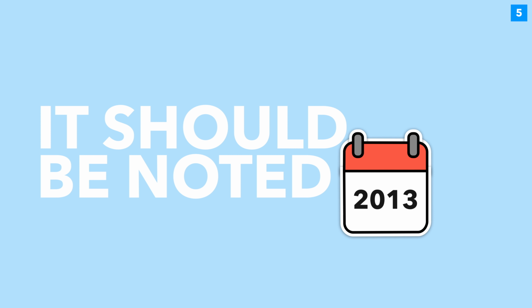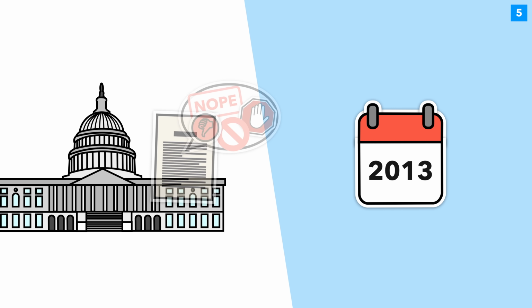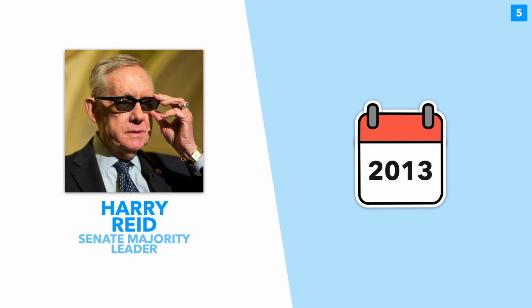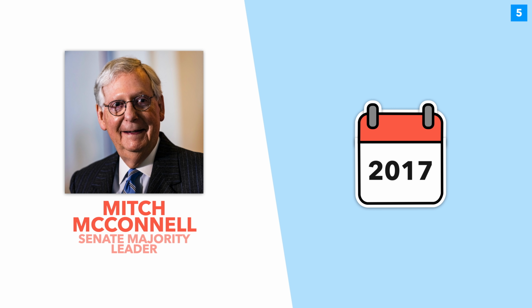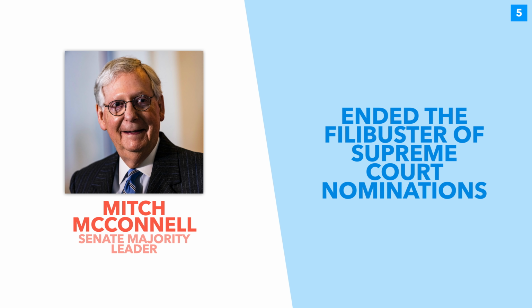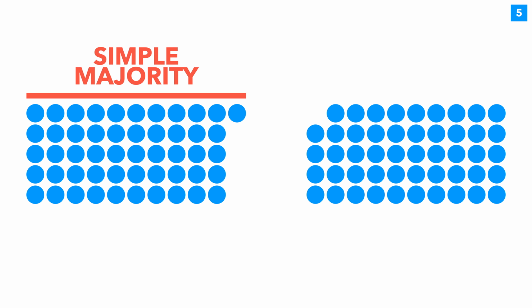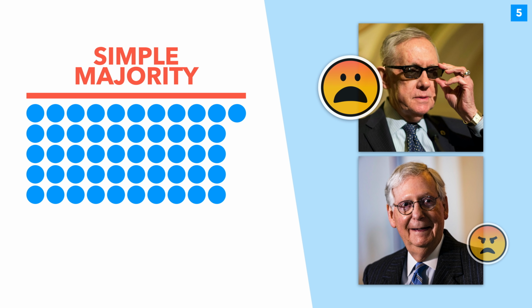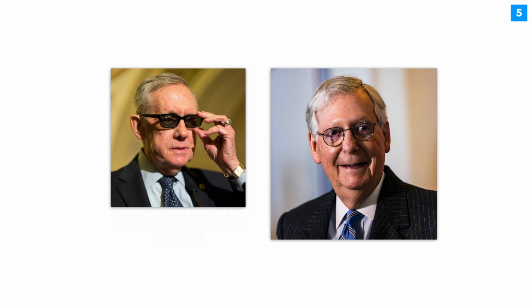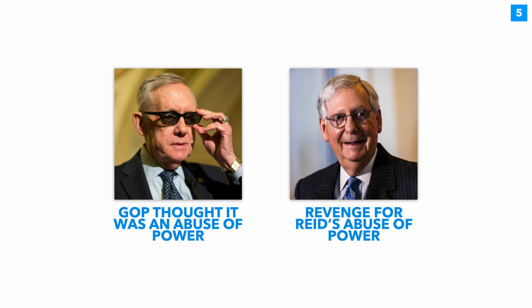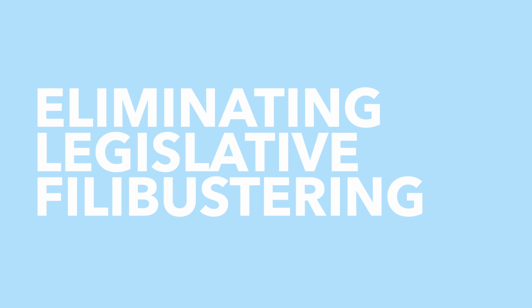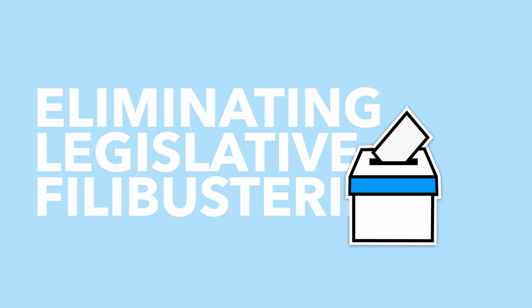First, it should be said that until about 2013, it wasn't just legislation that was getting filibustered. Harry Reid, Democratic Senate Majority Leader, ended the filibuster on executive and judicial nominations that year. And 4 years later, in 2017, Mitch McConnell and the GOP did their bit by ending the filibuster on Supreme Court nominations. Just a simple majority was needed to change these rules, but in both cases, it was very controversial. The first case was seen by the Republicans as an abuse of power, and the second case, well, it was perceived as revenge.